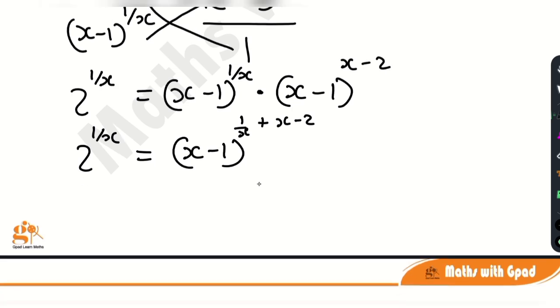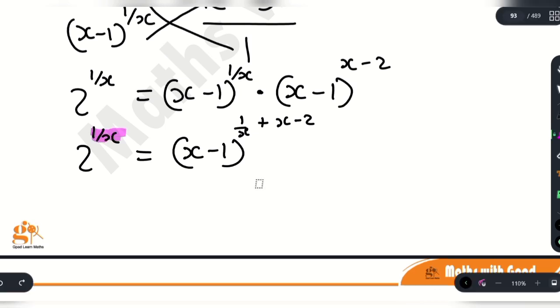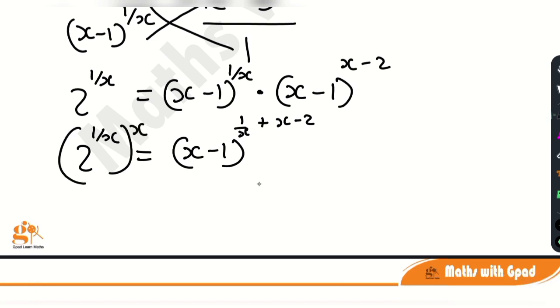So let me now take the x power of both sides. Why am I doing that? Because I want to get rid of 1 over x here. So to do that, I have to multiply the powers, the exponent, by what? By x. So we do that here, and we also do that right here. So see it here and see it here.